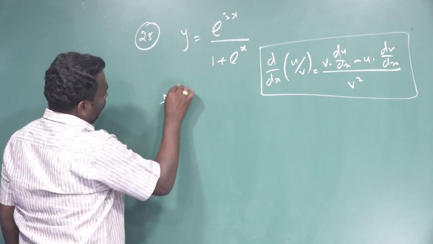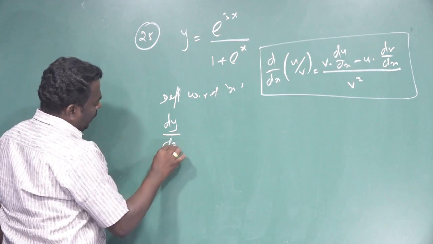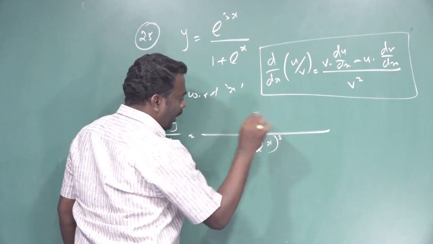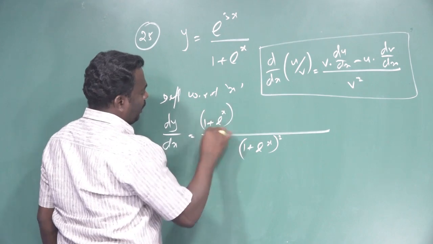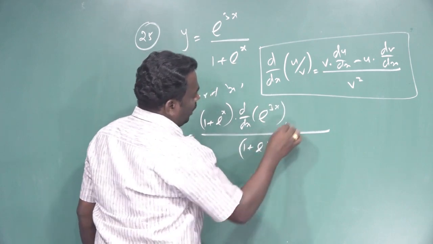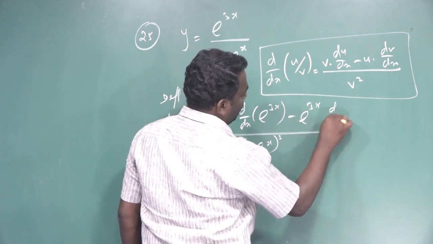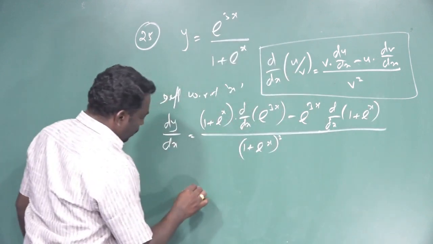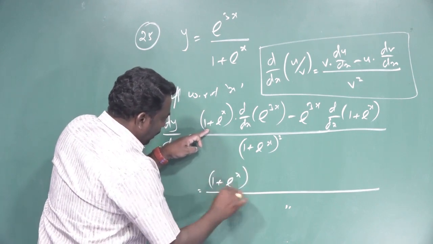Now differentiating with respect to x, dy by dx is equal to the denominator (1 plus e power x) whole square, that is v square. Again the numerator: keep v as it is, 1 plus e power x, differentiate u with respect to x, where u is e power 3x. Then minus keep u, e power 3x, as it is, differentiate v with respect to x, the denominator being 1 plus e power x.